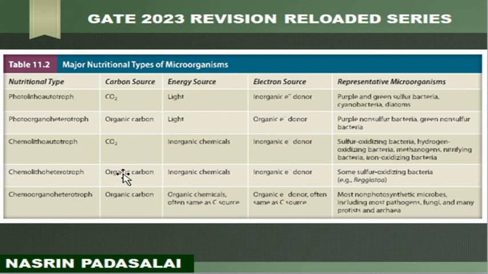Next is chemolithoheterotroph, whose representative organisms include sulfur oxidizing bacteria. The last one is chemoorganoheterotroph, to which most non-photosynthetic microorganisms belong, and generally most pathogenic microorganisms, pathogenic fungi, and many protists and archaea. So if there is any question asking about archaea, the carbon source for archaea is organic carbon, the energy source is an organic chemical, and the electron source is an organic electron donor.